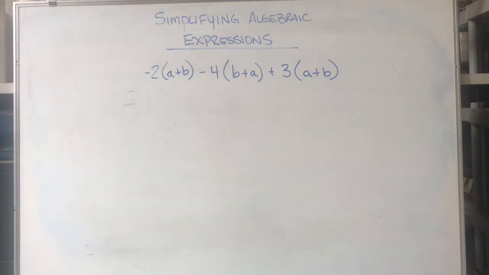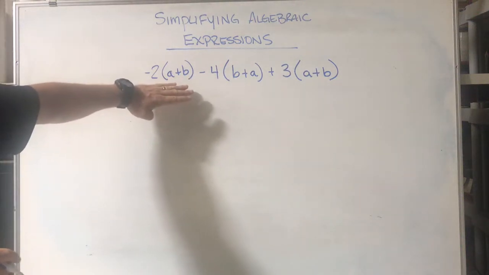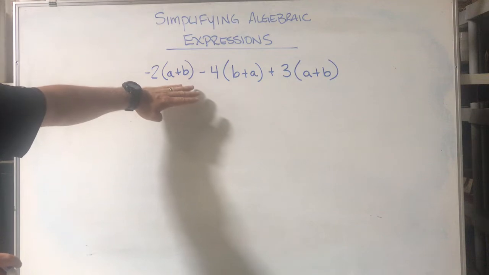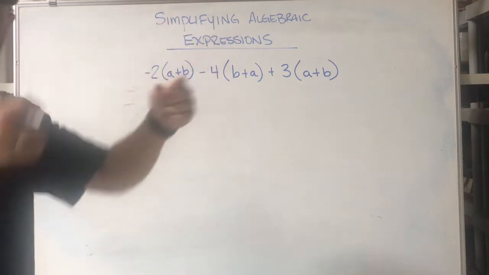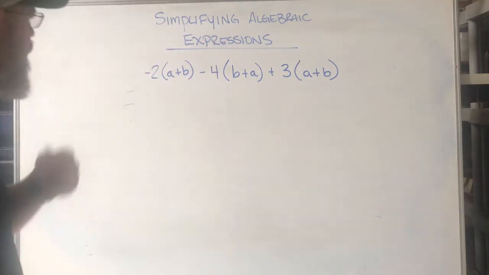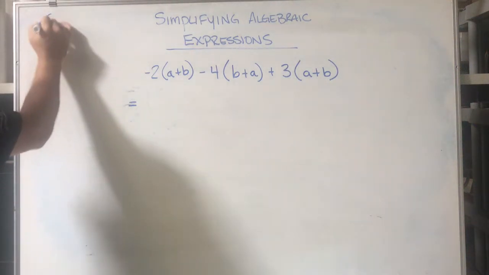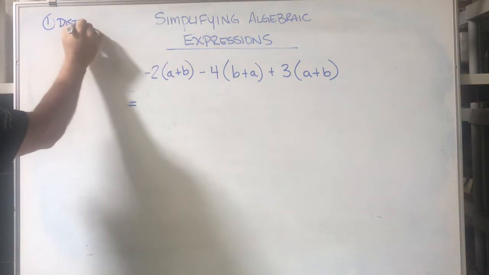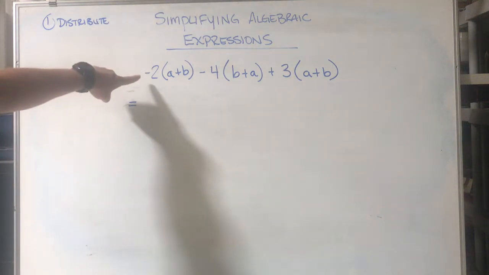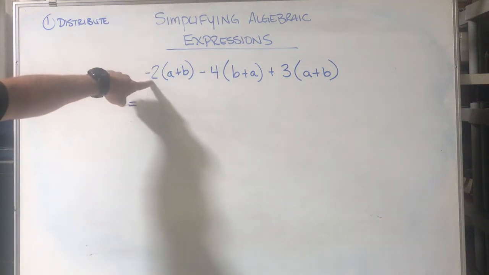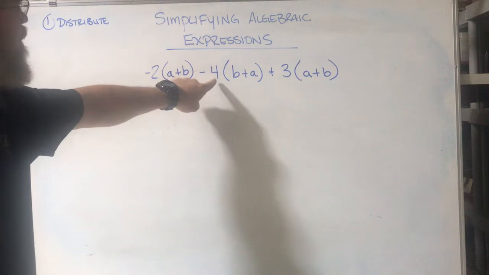Okay? So, this is an algebraic expression where we have 2 variables. We have a and we have b. All right? And what we want to do is we want to simplify this. So we want to make this as small as possible. Okay? So the first thing we do is distribute. Right? So we need to distribute this -2 to a plus b. And then we need to distribute -4.